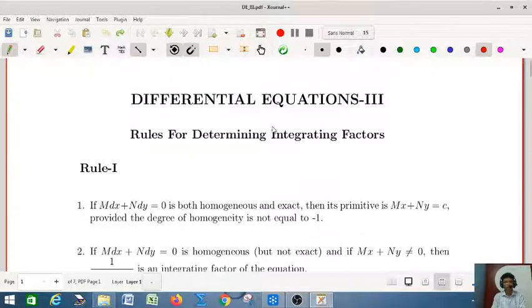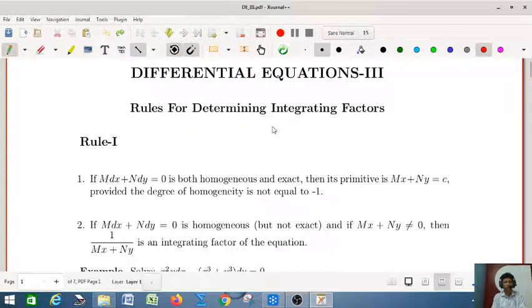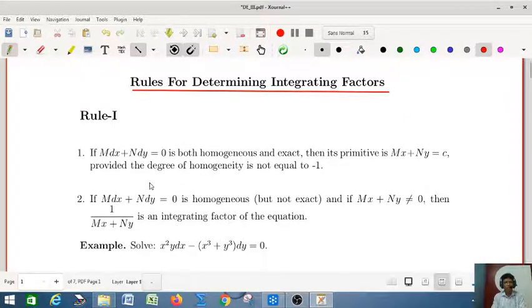So today is the continuation of the previous class. In the previous class, I taught you about linear differential equations and Bernoulli's equation, how to deal with the Bernoulli's equation, how to deal with the linear equation. So today we'll talk about integrating factors, rules for determining the integrating factors, right? So first I will talk about rule 1.